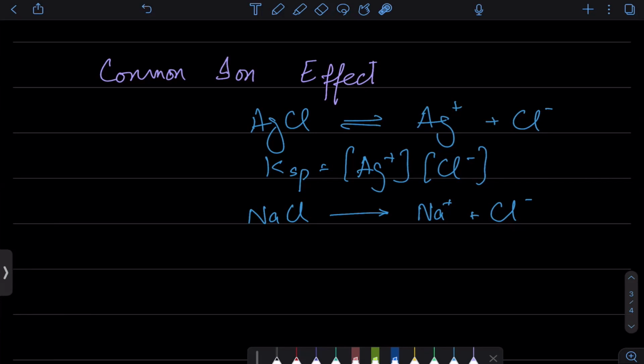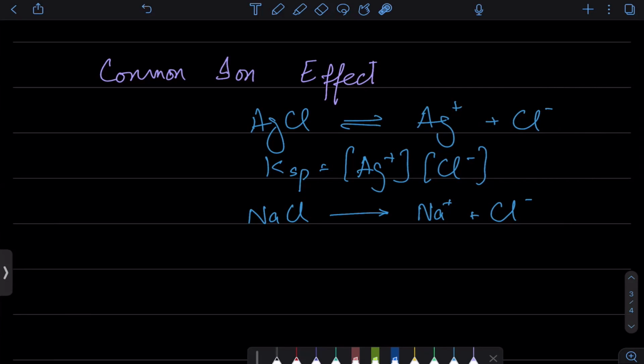But the amount of chloride coming from sodium chloride is much, much more than the amount of chloride coming from silver chloride. And because of that, if this is 0.00001 and this is 0.1, then even if you add it, it doesn't make much difference. So this is negligible, the contribution of silver chloride to this. And that is why this drives it back.